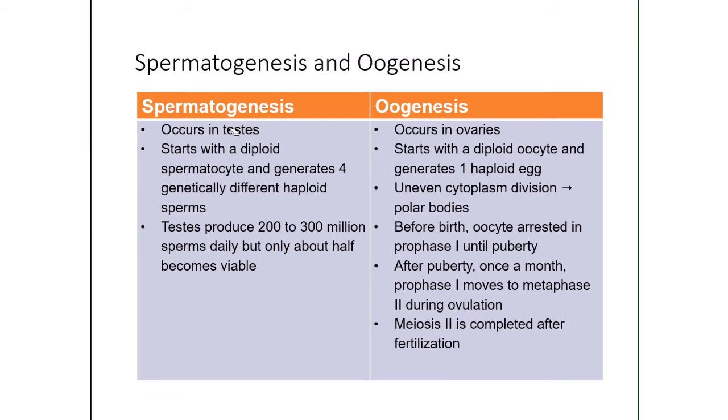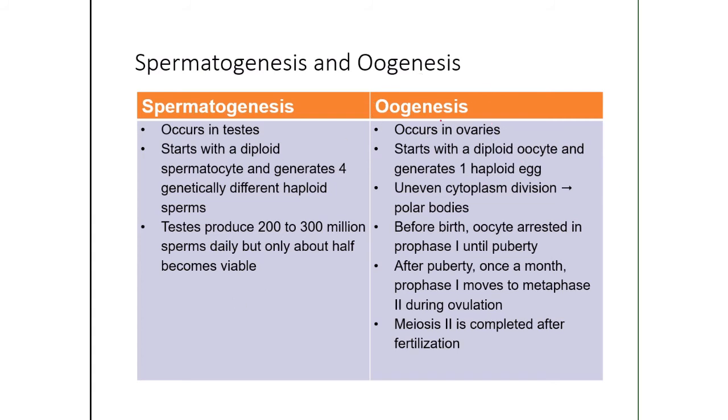So in spermatogenesis, it basically takes place continuously after the male reaches puberty, and the testis can produce up to 200 to 300 million sperms per day, but only about half of those will become viable. Okay, the rest are going to be reabsorbed and not be able to be fully functional. So that happens continuously, right?